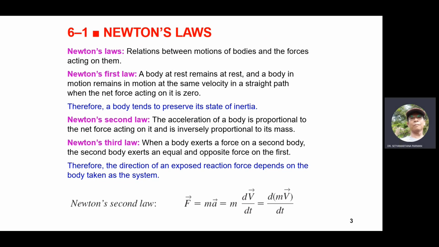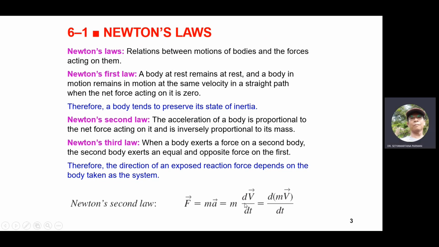So simply, Newton's second law is defined as F equals ma. F is the force, a is the acceleration, and they are expressed as vectors. And then a is the derivative of velocity with respect to time.